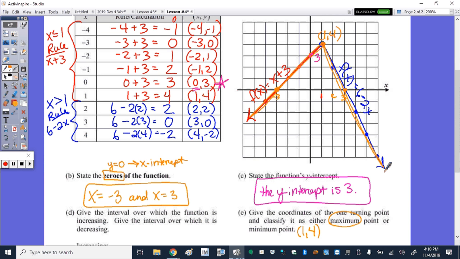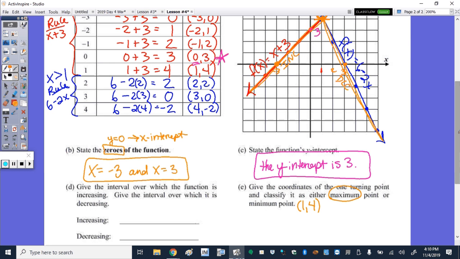D, give the interval over which the function is increasing. Well, we stated the left side was increasing and the right side decreasing. It was left of the x number 1. Remember right here at the peak, it's laying flat. So left of 1 is increasing. Greater than 1 is decreasing. So left of 1 would be x less than 1. Greater than 1 is to the right of 1. As far as interval notation, remember, if we're going to the left, that's negative infinity up till 1. And then if we're going to the right, that's 1 all the way to positive infinity.